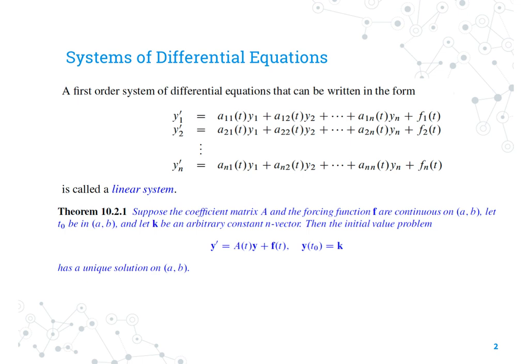So theorem 10.2.1 says, if we suppose the coefficient matrix A and the forcing function f are continuous on some interval a to b, we can let t naught be in a to b and let k be an arbitrary constant n vector. So it's a vector of magnitude n that is filled with just constants. It is the set of initial values, or initial conditions. Then the initial value problem, the vector y prime equals the matrix A of t times y plus the forcing function, with y of t naught equaling the constant vector k, has a unique solution on the interval a to b.